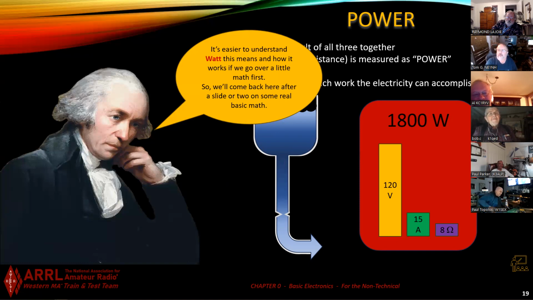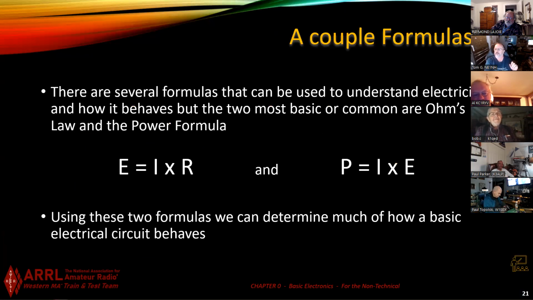So we're going to talk about a little bit of math now, and we'll keep this fairly basic, and we'll do some simple devices to remember the math, okay? So first thing is two formulas, and there's a lot more formulas, but if you remember these two, you can figure out most anything, okay? E equals I times R, and P equals I times E. I remember these because I call them ear pie. Okay. Ohm's law and the power formula.